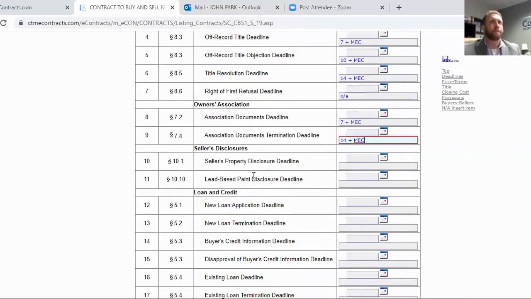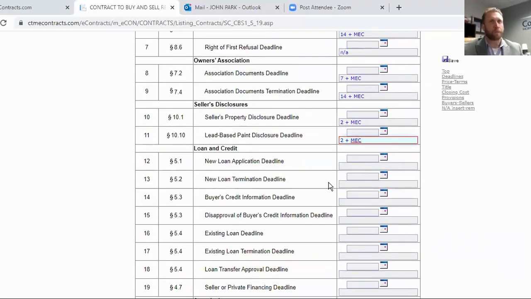All right. How about seller's property disclosure? 2 days. 2 to 3 days. Let's just do 2. Okay. Lead-based paint, same, 2. Now this only applies if the house that you're buying is older than 1979. So from 79, you don't need to do it, I should say. So it's 78 or prior that you will need to do lead-based paint disclosure. We'll go over that when we get to that section again.